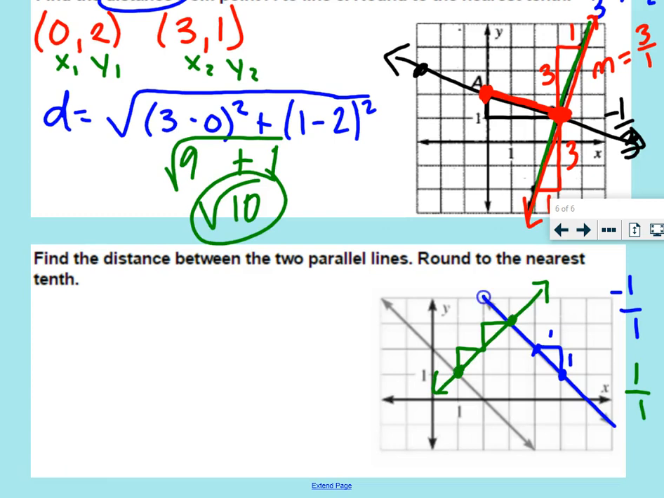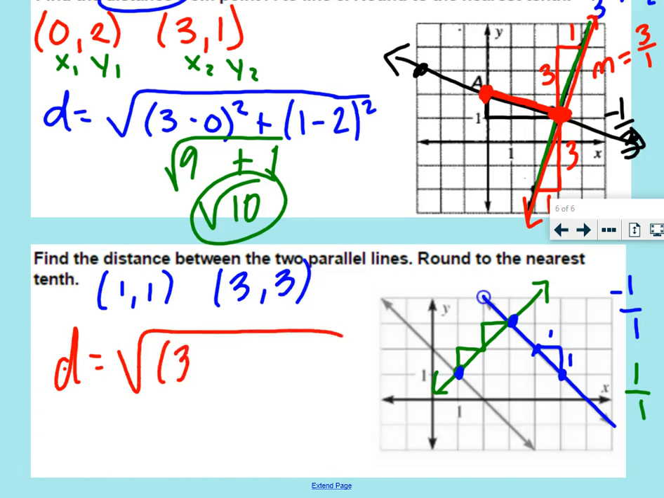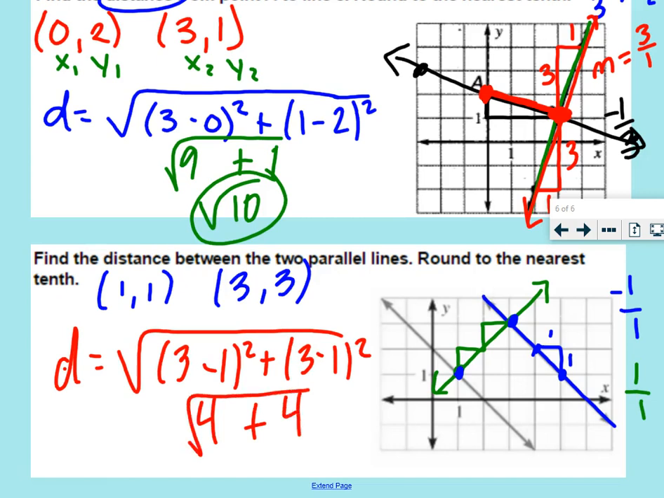So we can find the distance of that line by finding our coordinate points. So that point would be (1, 1). That point would be (3, 3). And we can find the distance of that by plugging it into our distance formula. We get (3 minus 1) squared plus (3 minus 1) squared. 3 minus 1 is 2, 2 squared is 4. 3 minus 1 is 2, 2 squared is 4. Square root of 4 plus 4 would equal the square root of 8. So that would be the distance between those two parallel lines.